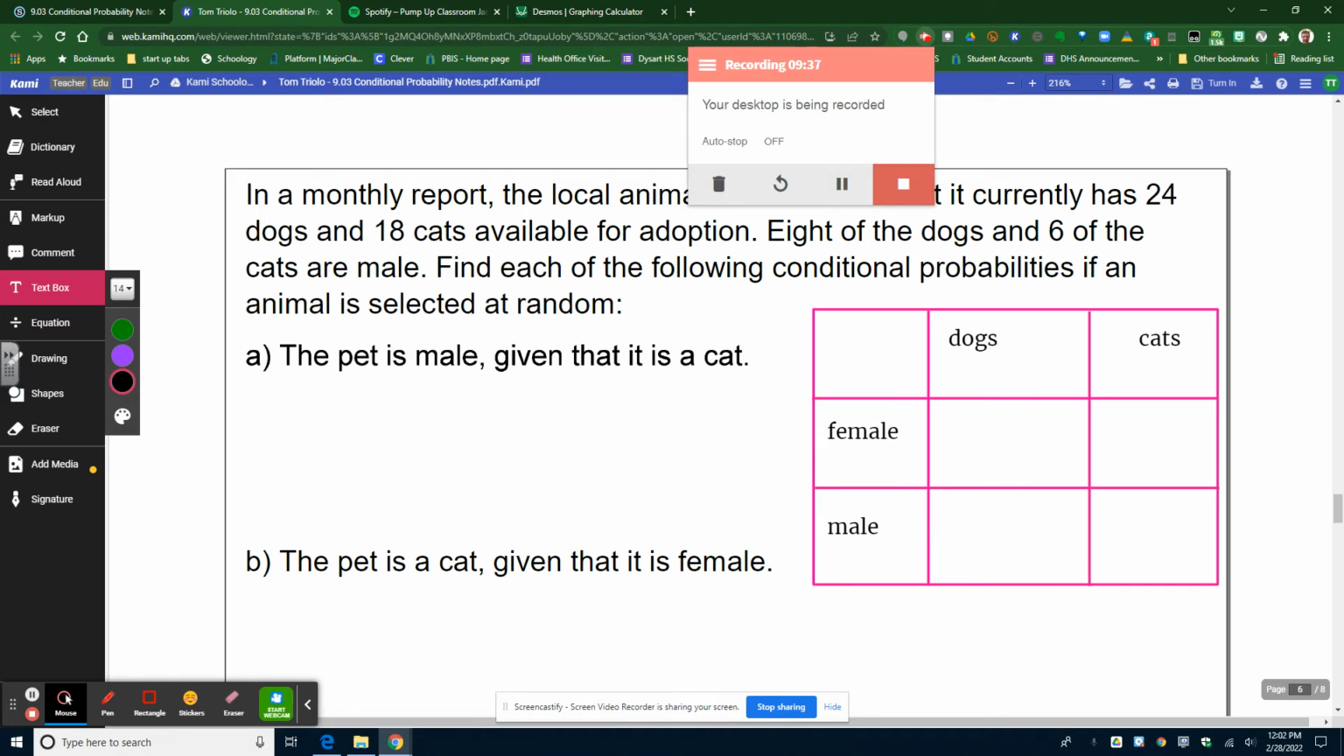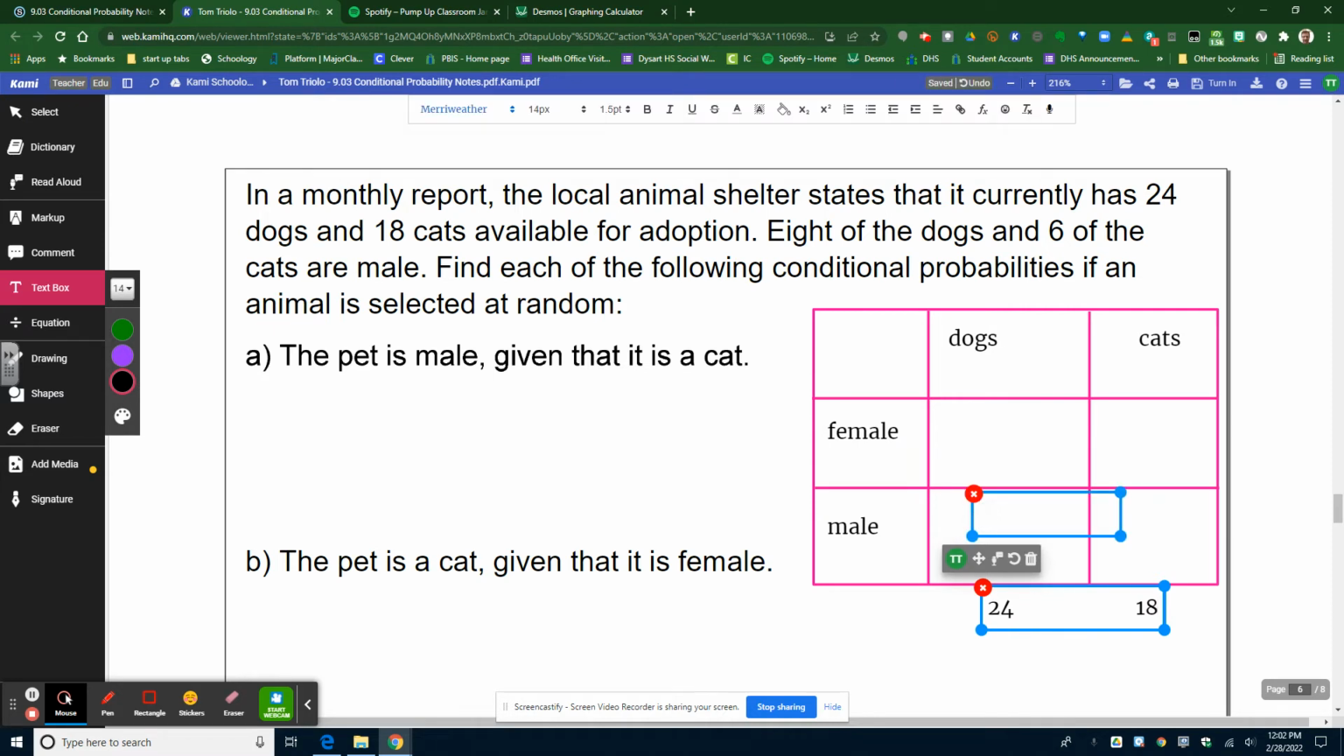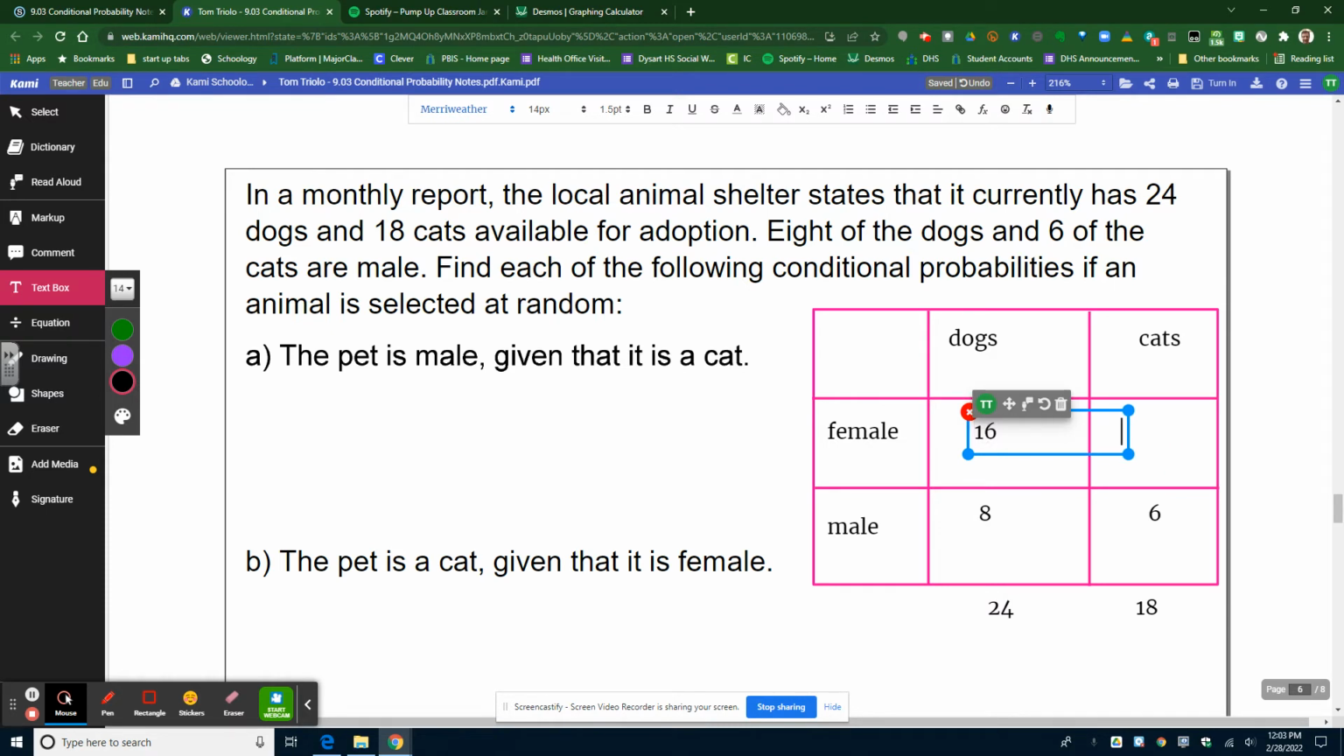Filling it out. Okay, I look at my first number and I see it's 24 dogs. That's total. So I'm going to put 24 down here. If you wanted to put a third row in there and put total, that's okay. I got 18 cats. 8 of the dogs and 6 of the cats are male. So I don't know how many female, but I can figure it out just by subtracting. I got 16 and 12. Okay, and now I have everything I need to answer my questions.